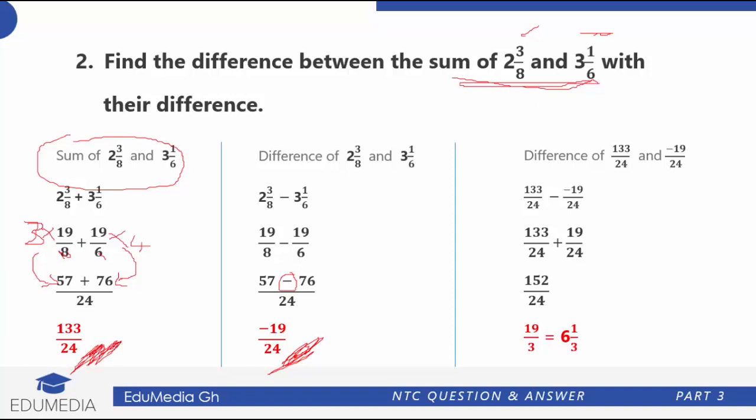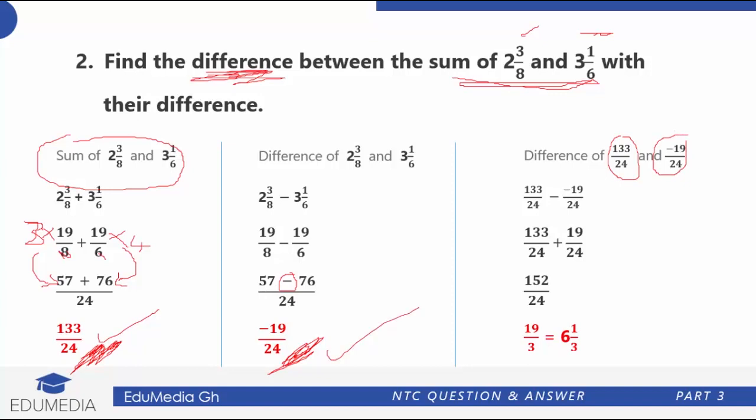After doing the two, we now come to this aspect of the question, the difference between the sum and the difference. So we now come there, take the answers, this answer which is from here, and this answer which is also from here.